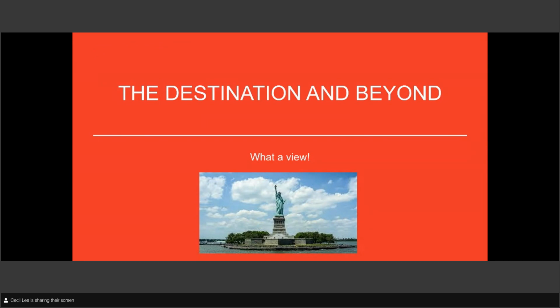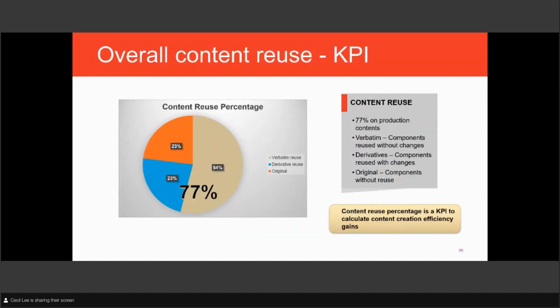Okay, so after all that journey, we reach our destination. I'd like to share a little more about the results of all that work. This is our content reuse percentage. We were able to hit 77% on our production content. And how do we actually measure that? We looked at verbatim reuse and also derivative reuse.